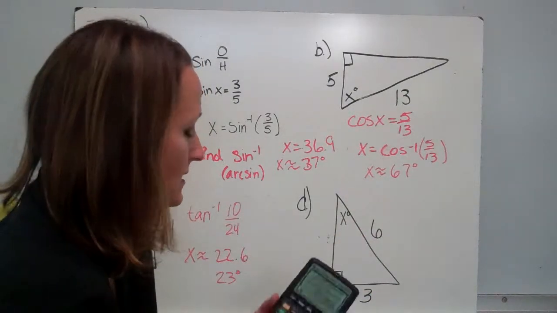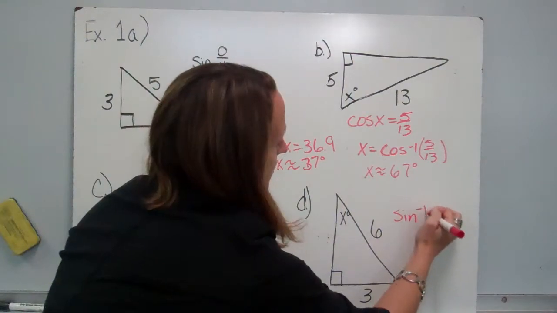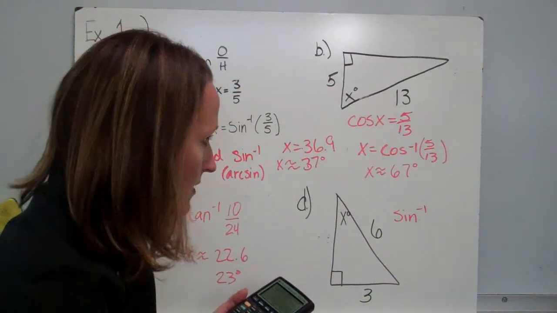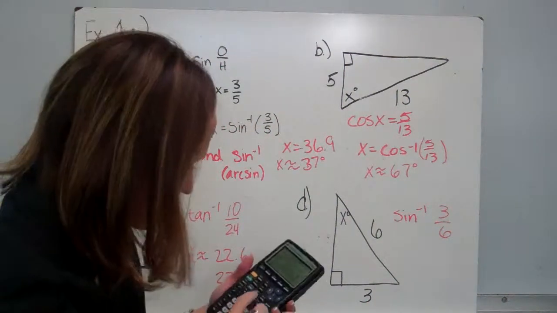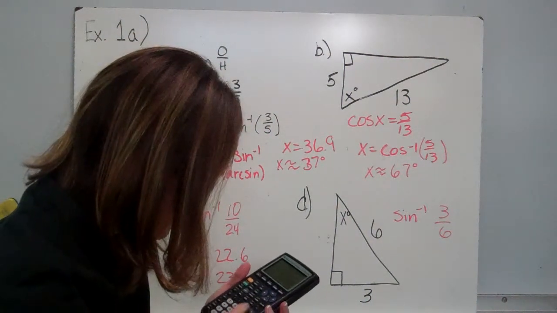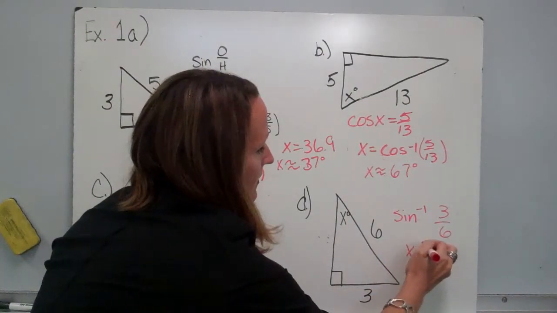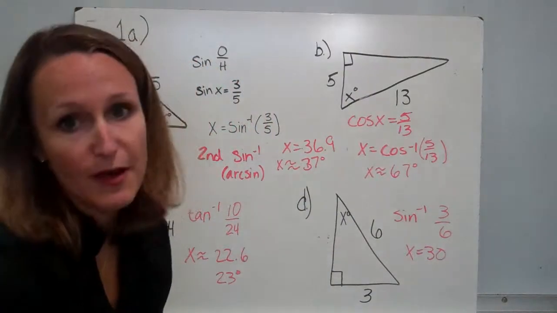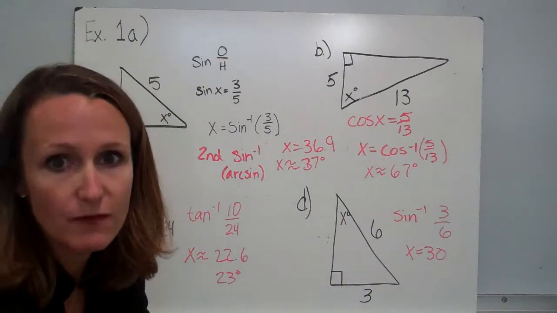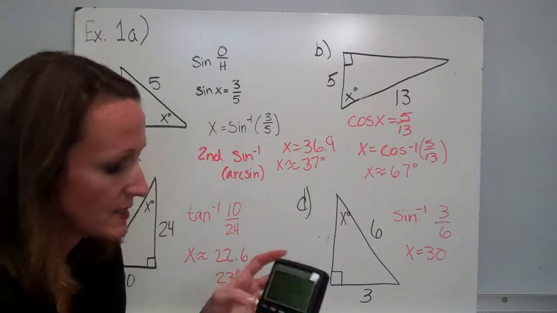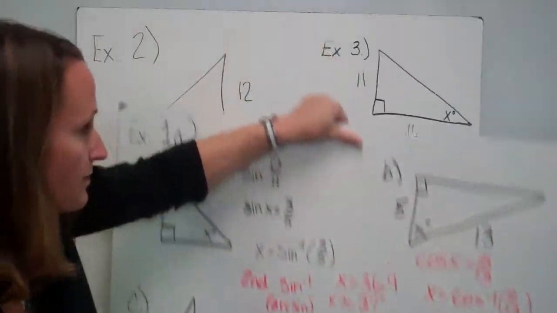All right, and then our last one, this time we have opposite and hypotenuse. So we would say the arc sine or the inverse of the sine, and 3 over 6, which we know would simplify to be a half. So in this case, it's going to be 30. And it's not about 30, it is 30. All right, so this is how we use the inverse trig ratio. And again, we hit the second, and then it's located above the sine, cosine, and tangent function.